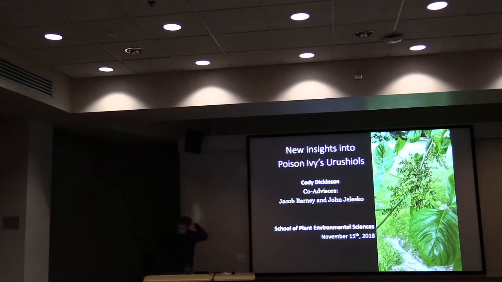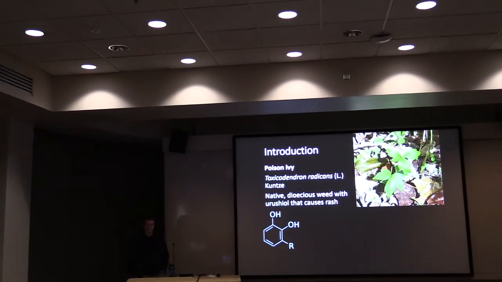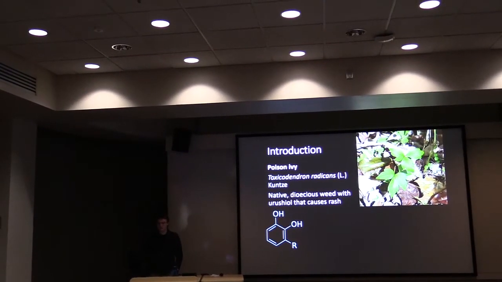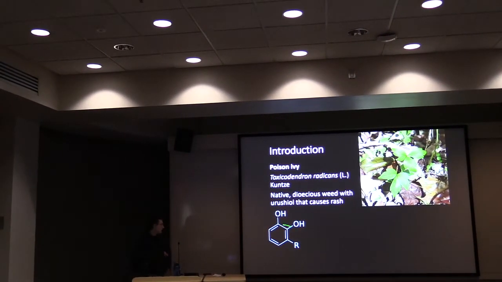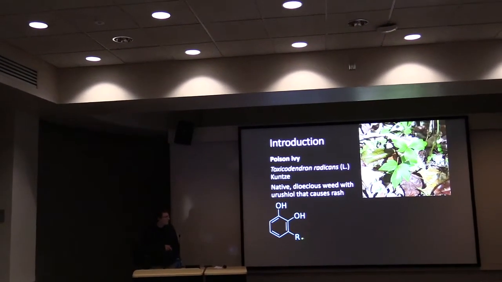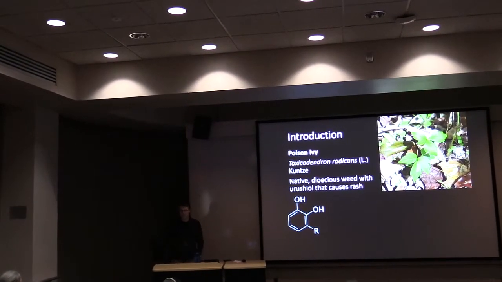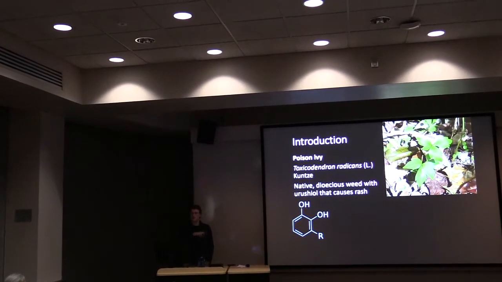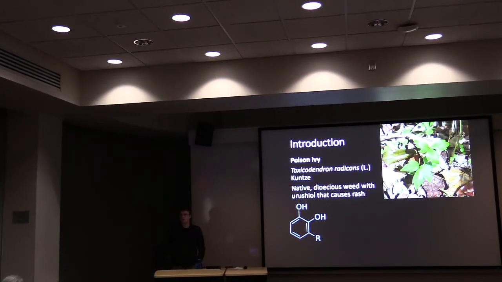All right, good afternoon. So today I'm going to be talking about some new insights that we have into the urushiols of poison ivy. So poison ivy, or Toxicodendron radicans, is a native dioecious weed that produces the metabolite urushiol, which is represented generally here. It is a catechol, so it has two ortho-hydroxyls. And this R group is a carbon chain that can be of different length, between 15 carbons or 17 carbons. And this is the chemical that gives you the rash that is so associated with poison ivy and other members of the Toxicodendron genus.